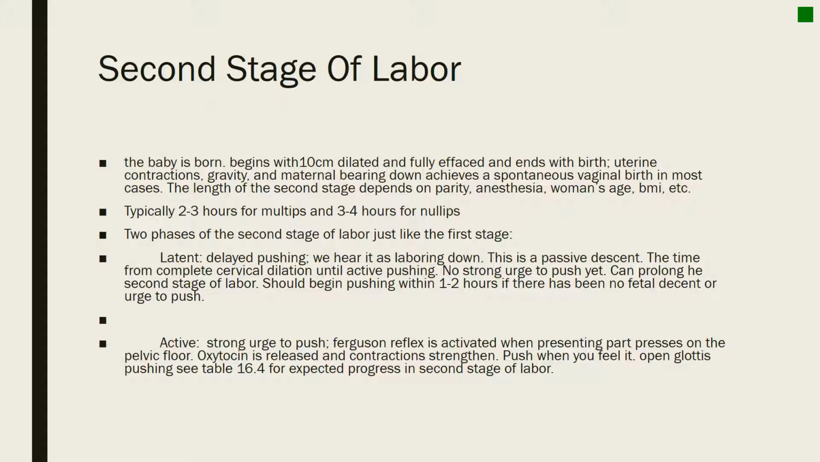Second stage of labor. The baby is born. It begins with 10 centimeters and ends with the birth of the baby. Uterine contractions, gravity, and maternal bearing down all help with a spontaneous birth in most cases. The length of the stage depends on parity, anesthesia, woman's age, BMI, etc. Typically, multip 2 to 3 hours, nullip 3 to 4 hours. There are 2 phases, just like in the first stage, the latent and active.